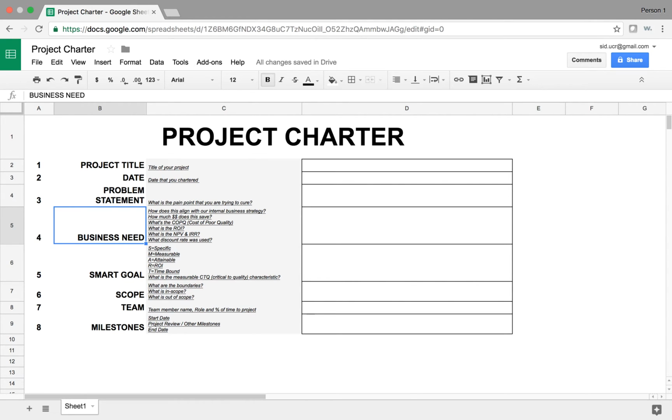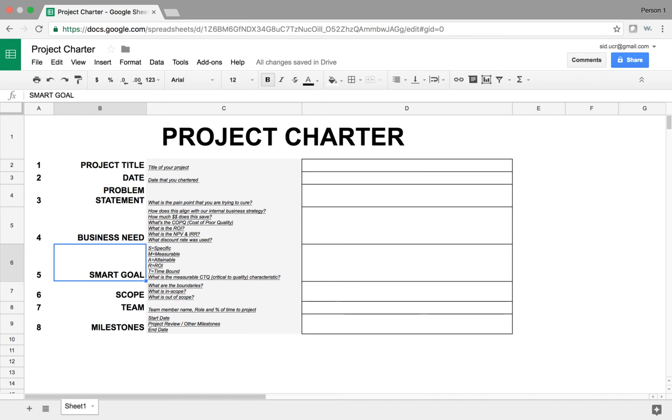How many dollars are you trying to save with this project? What's the COPQ? COPQ stands for cost of poor quality, which means that if I don't do this project, how much money am I losing as an organization over an annualized basis? What's the ROI? What's the payback period? What's the NPV and IRR? A lot of companies are focusing on net present value and internal rate of return. Those are indicators that help them decide if they want to do this project or if they want to focus on something else. If you're doing NPV, you also want to mention what discount rate you are using.